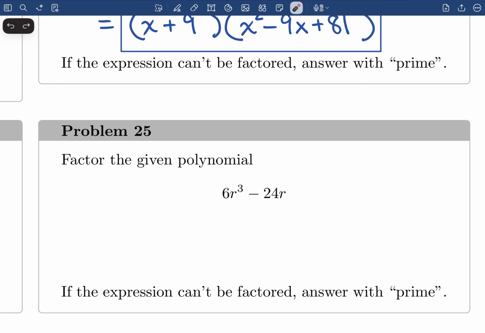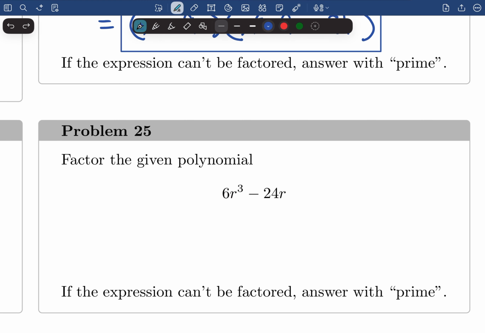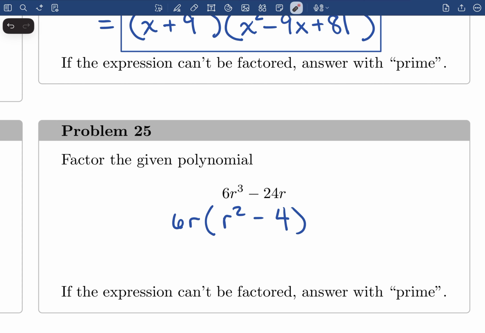Problem 25. Factor the given polynomial 6r cubed minus 24r. And I see a GCF. So always scan, always look for a GCF, and the GCF is 6r. And if you factor a 6r out of the terms, then you're left with r squared minus 4. Okay, how did I decide that? Well, I take 6r cubed and divide out 6r and I have an r squared left. And then a minus sign, and then 24r divided by 6r is 4, just 4.